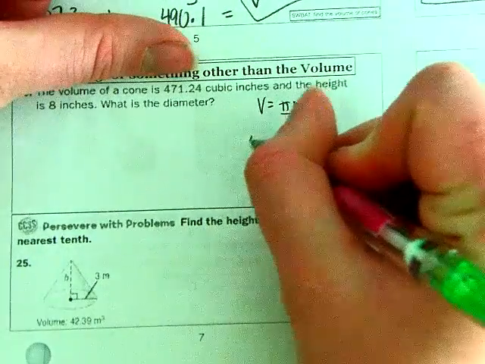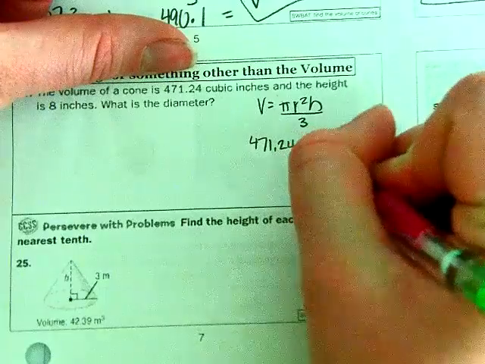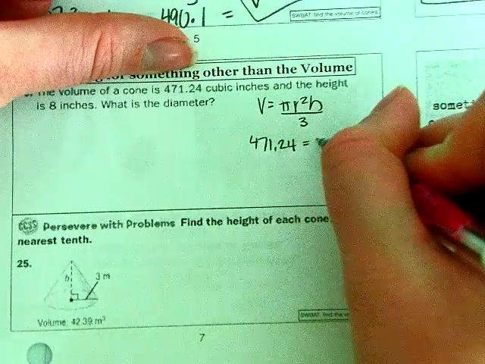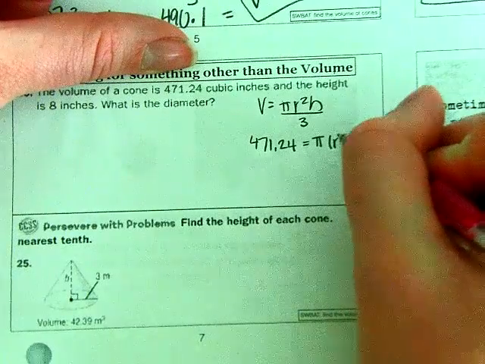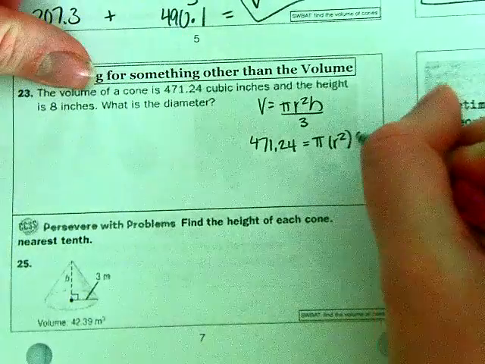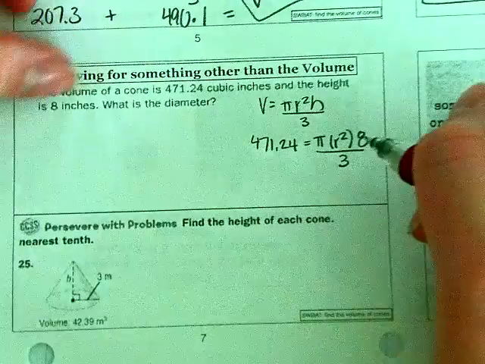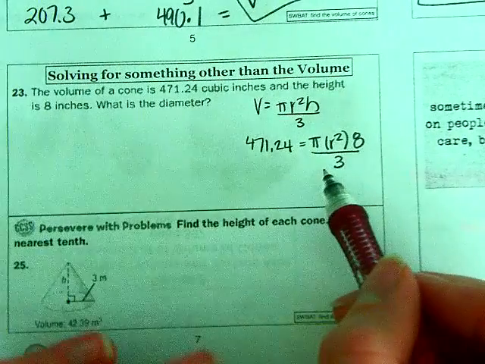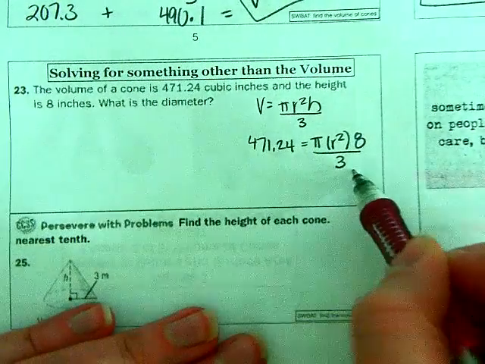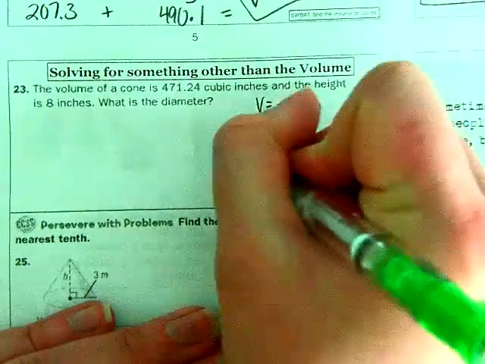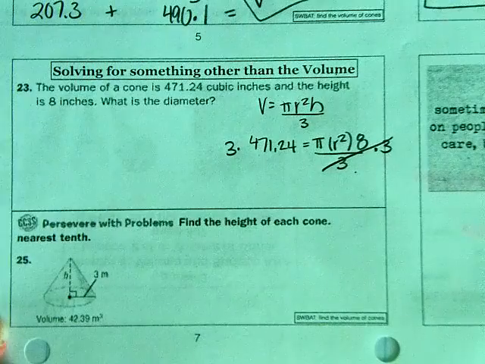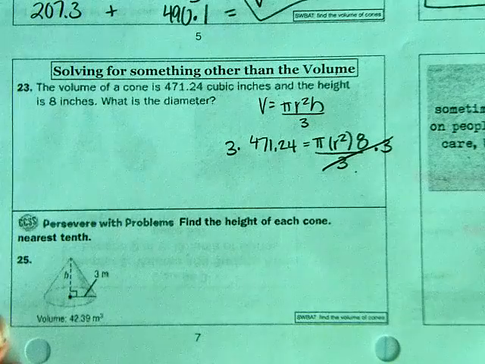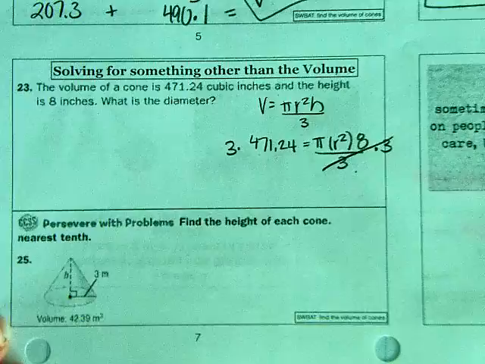We know that the volume is 471.24. We know pi is 3.14. We don't know the radius. We know the height is 8, and we know that we have to divide by 3. So in order to get rid of this divide by 3, we would multiply by 3 on both sides. So that'll get rid of that. And then we can take 3 times 471.24.